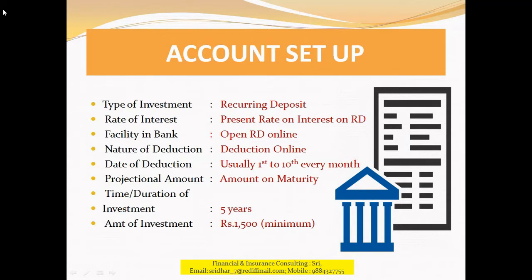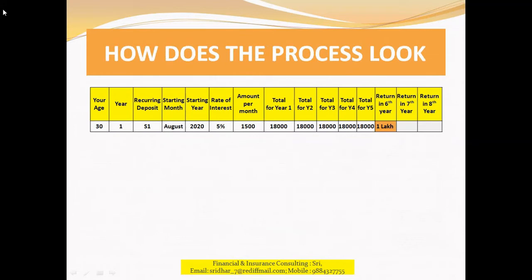In a bank, everybody has a bank account these days. So open an RD account online. Okay? And start your investment of, say, 1500 rupees every month on the 1st or 5th of every month. You can take any date, but for our convenience of tracking, the 1st to 5th of every month will be very ideal. Okay? And make the duration of investment 5 years or 60 months. Okay? Now let us see an example of how this is going to progress.